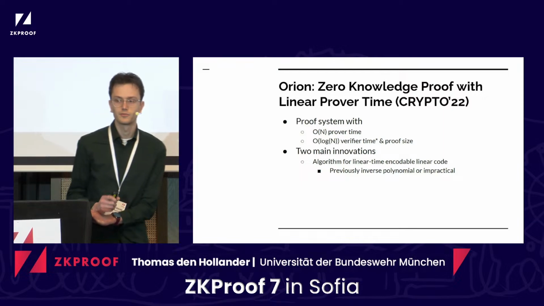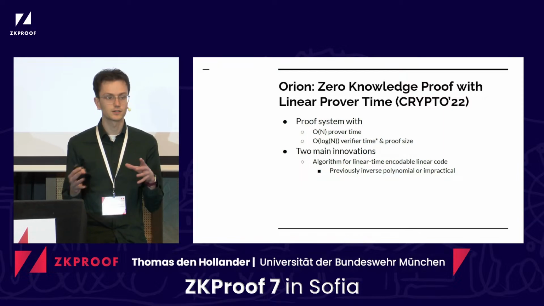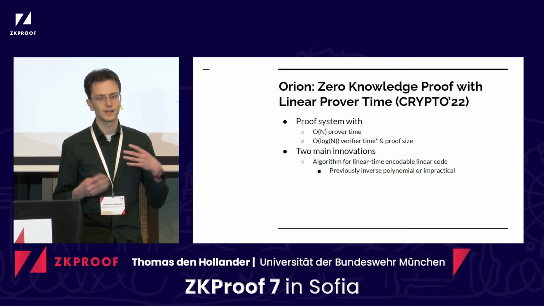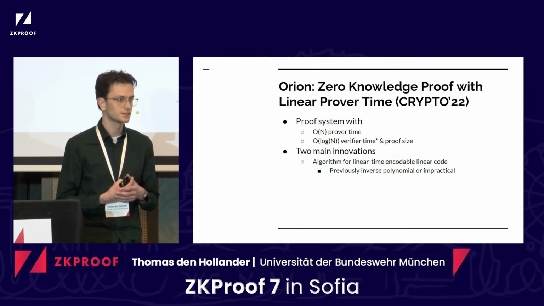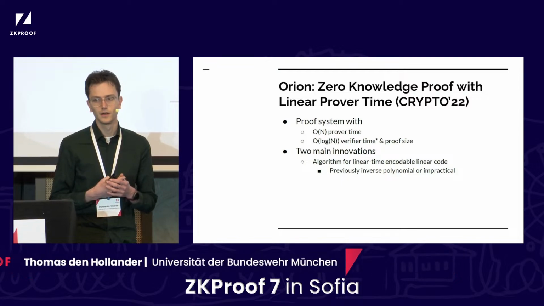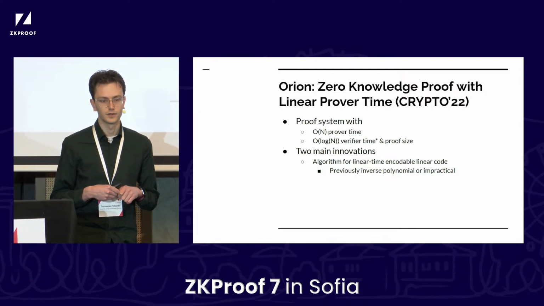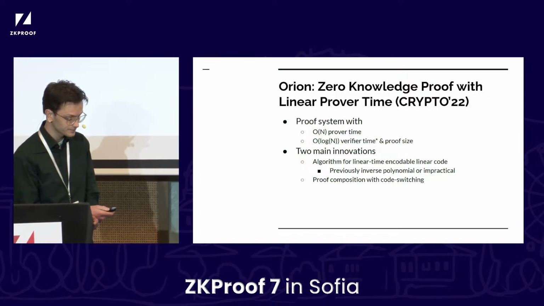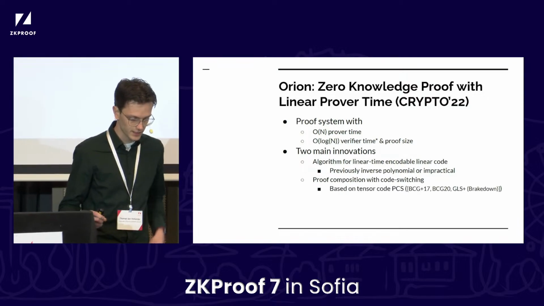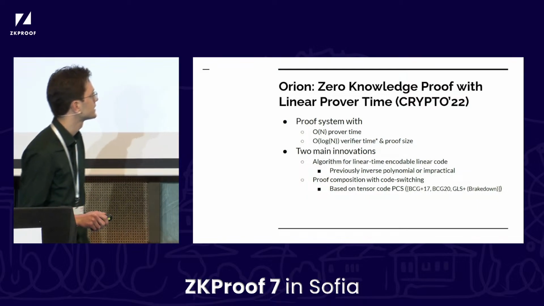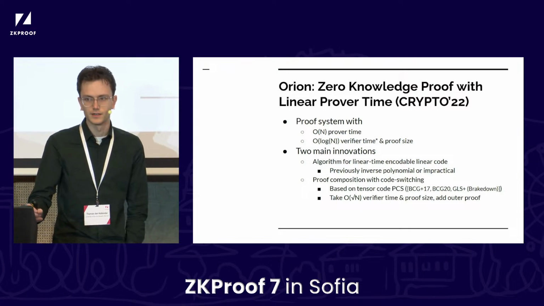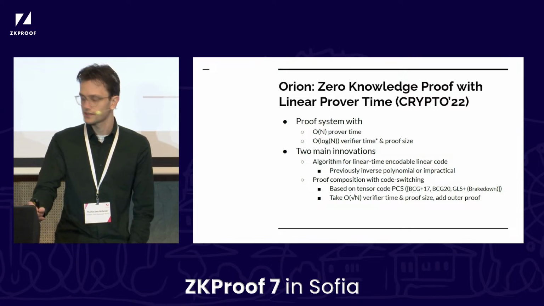Code. And previously, so this is based on expander graphs, and previously either these algorithms for generating this were impractical, or they didn't have a good linear distance except with a negligible probability. And the second is that they use a proof composition technique using code switching. So it's based on tensor code polynomial commitment schemes.